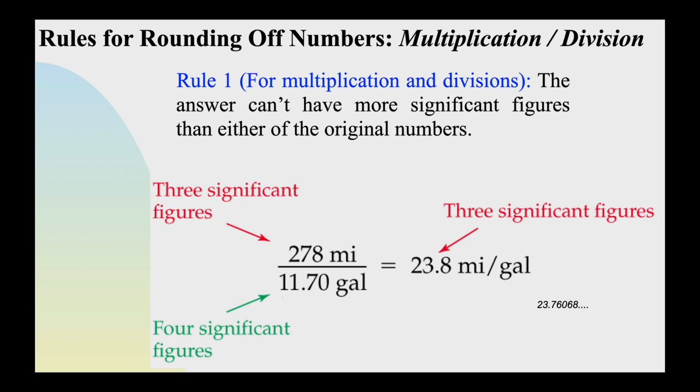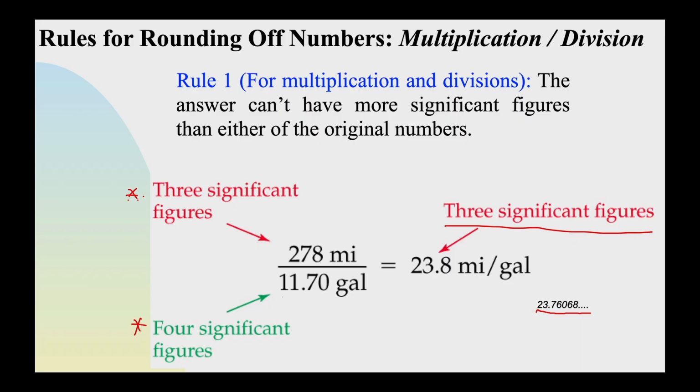So here's an example. Let's say that our car drives 278 miles and we use 11.70 gallons of gas. The calculator gives you lots and lots of digits. However, in the sig fig world, 278 has 3 sig figs, and 11.70, where the 0 after the decimal counts, has 4 sig figs. When you multiply and divide, use the smaller number of sig figs. So we want to use 3 sig figs, which would be 23.8.